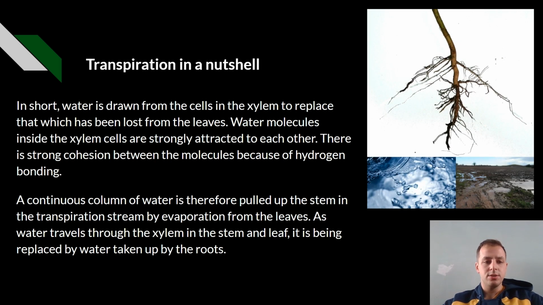So, transpiration in a nutshell. In short, water is drawn from the cells in the xylem to replace the water which is being lost in the leaves. Water molecules inside the xylem cells are strongly attracted to each other, and there is a strong cohesion between the molecules because of the hydrogen bonding. A continuous column of water is therefore being pulled up the stem in a transpiration stream by evaporation from the leaves. As water travels through the xylem in the stem and the leaf, it is being replaced by water taken up by the roots.